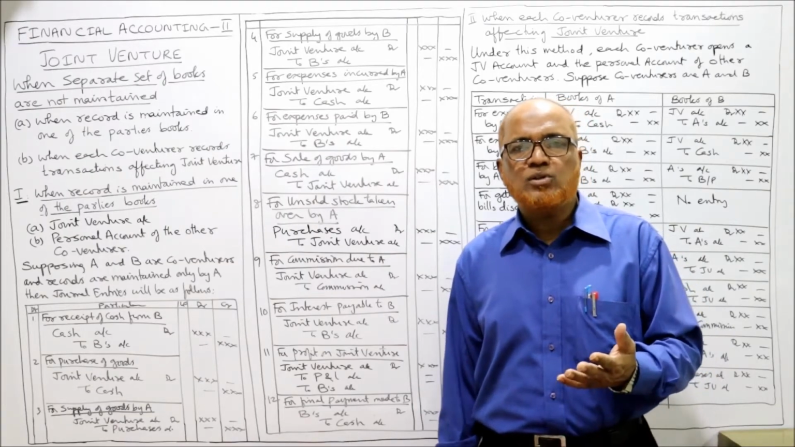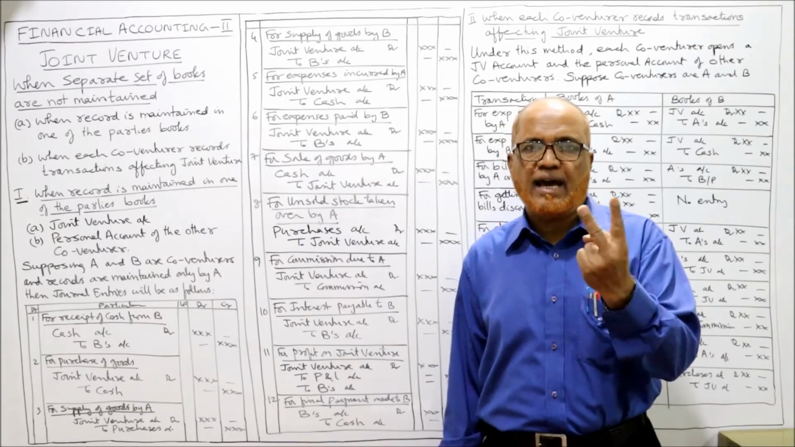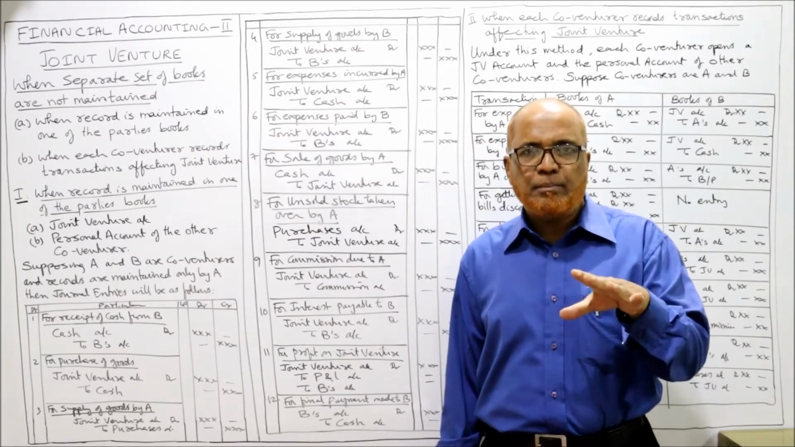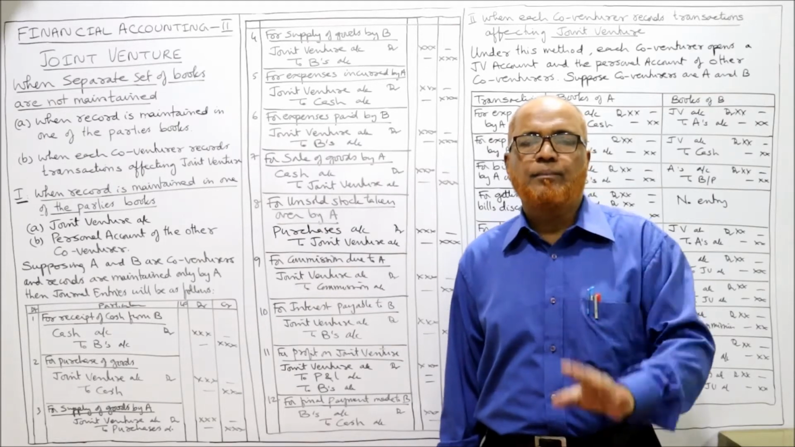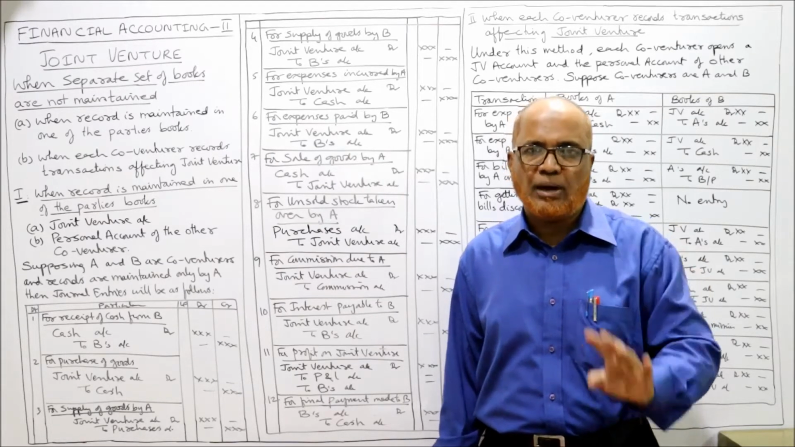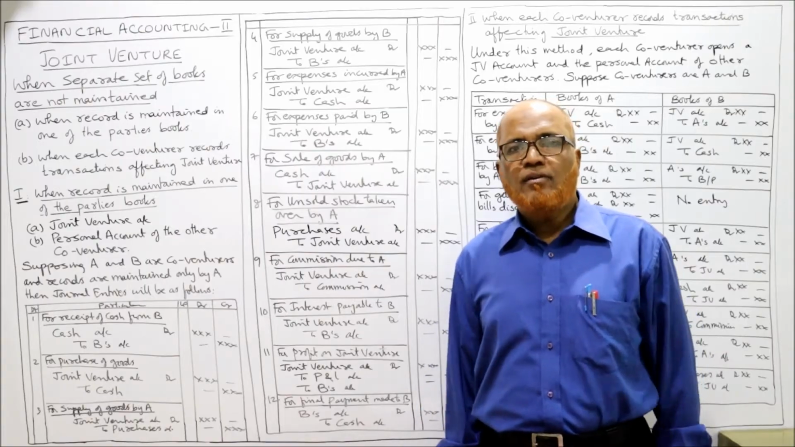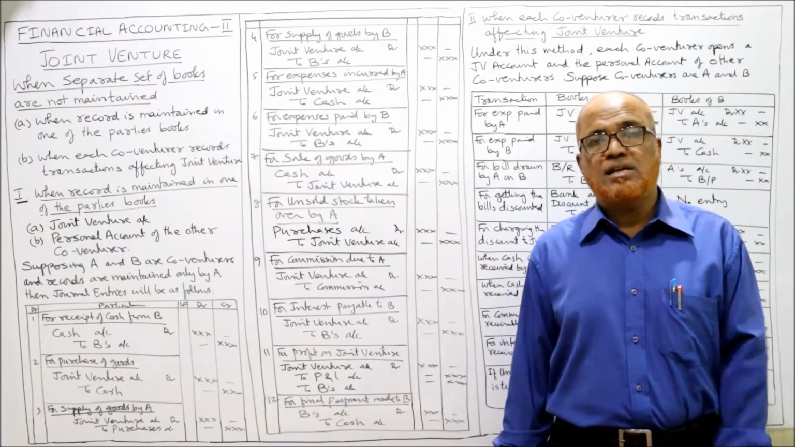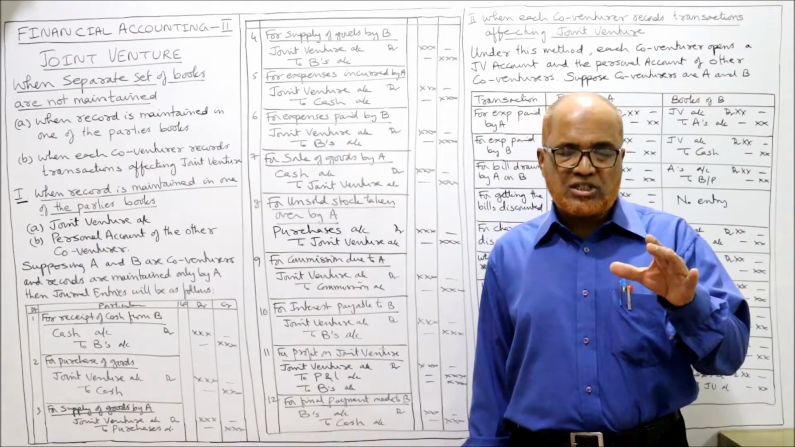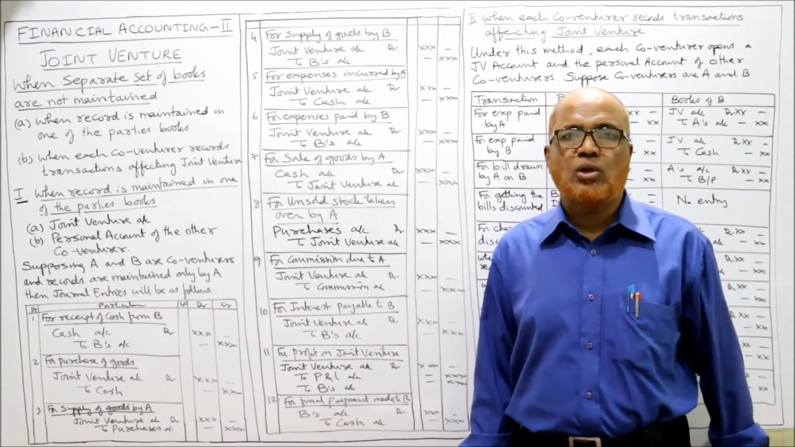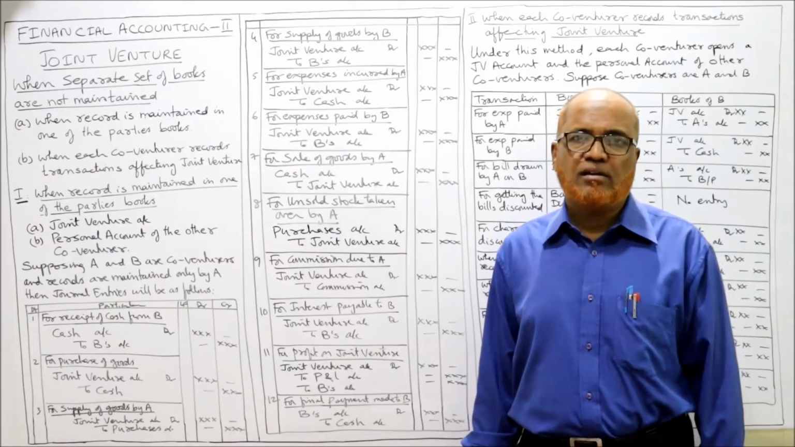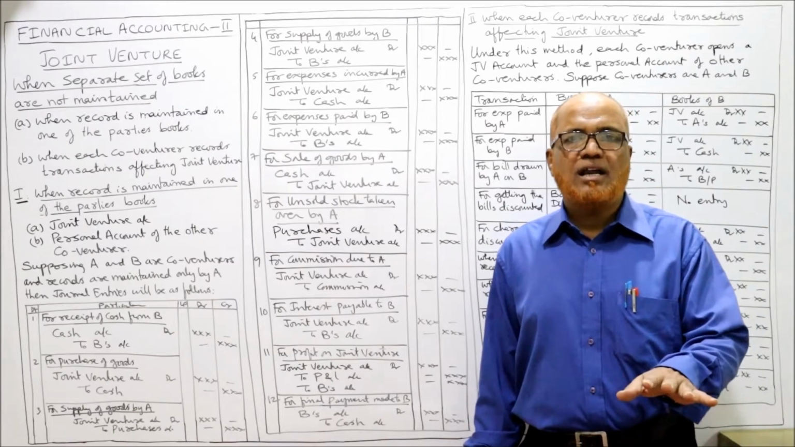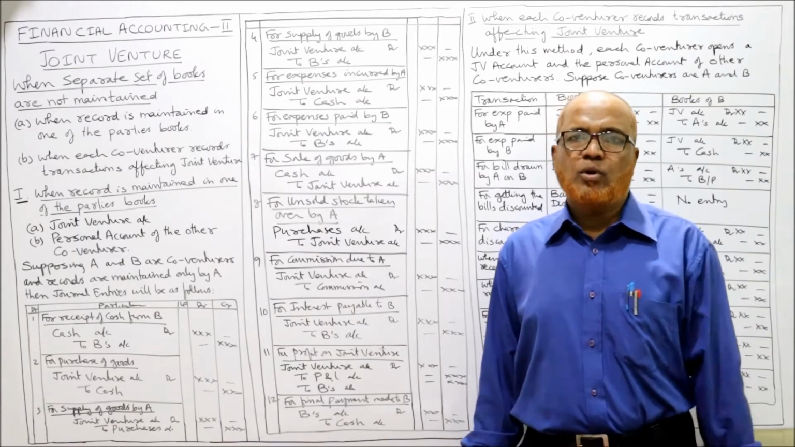Simple example I'll give you. Suppose there are two co-venturers A and B. Between A and B there is an agreement that all accounts are maintained by A only. B will simply contribute the amount. This will happen when both the parties may not be at the same place and the size of the venture is not large. If it is a small venture, not a big venture, where both parties are not at one place, then this method will be more suitable.